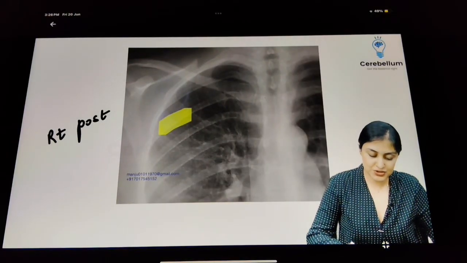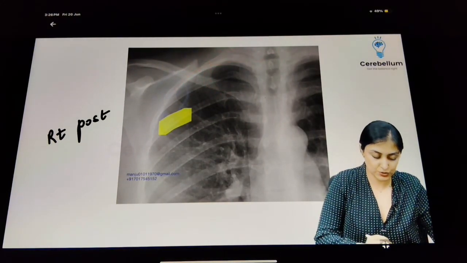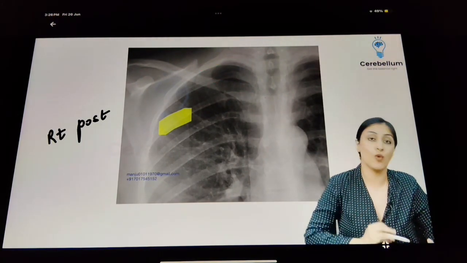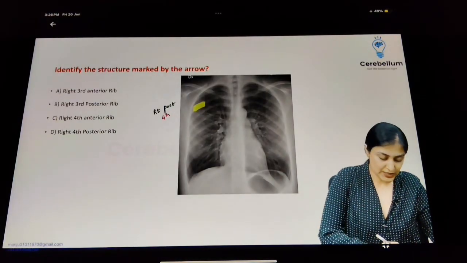Now which one? So for this, you start counting from what you see. Ignore this small one, even if you see it. You start with the big ribs. So you will be like, ma'am, okay, 1, 2, 3. So you count like how you normally would, and you add 1 to it. So you did 1, 2, 3. Now add 1 to it, it becomes right fourth posterior. So that is what you have to do.